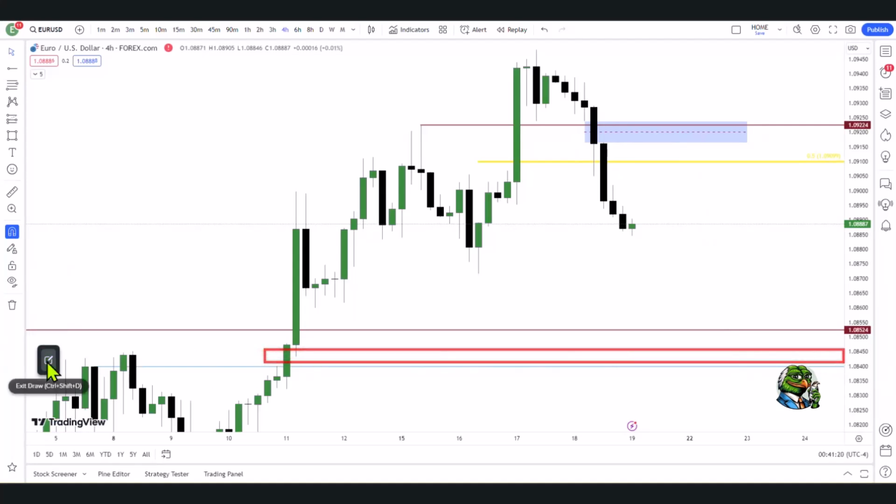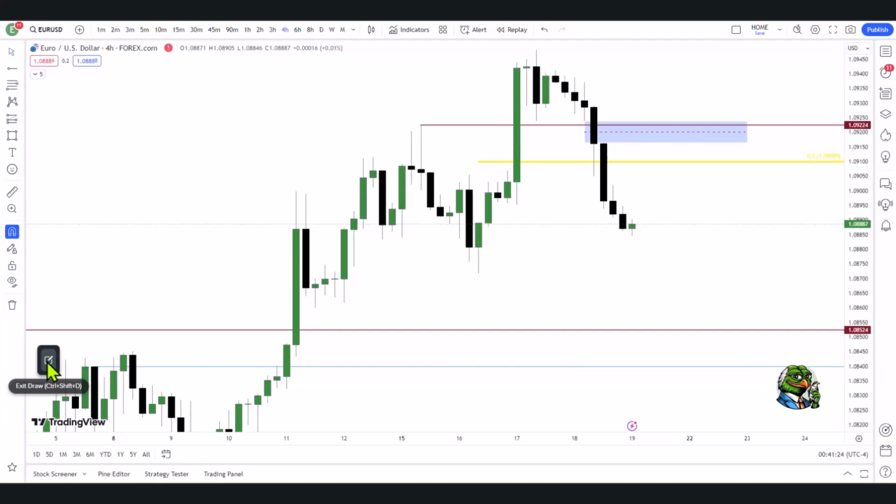Okay, so that's kind of how you want to do your analysis on any pair that you are looking to trade. Obviously, you need to manage your risk, and that all depends on your own risk tolerance levels. Okay, and understanding of price action behavior is key.